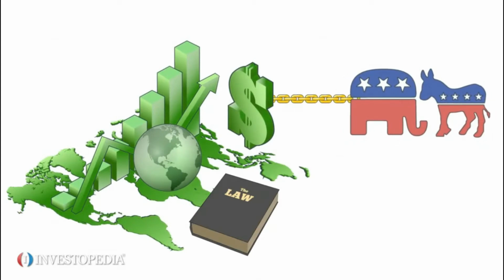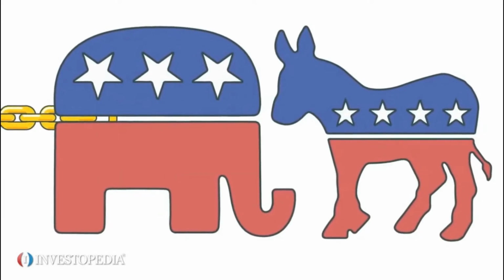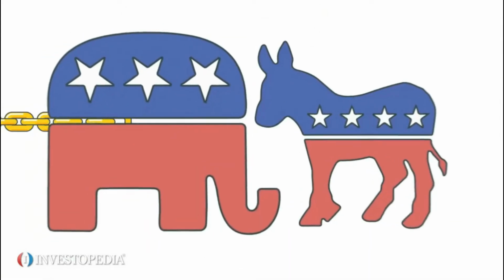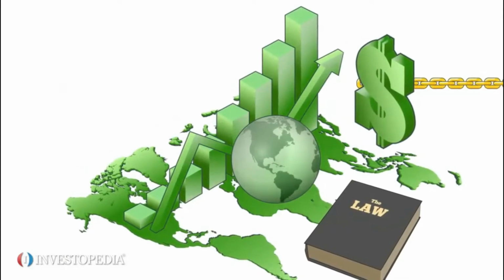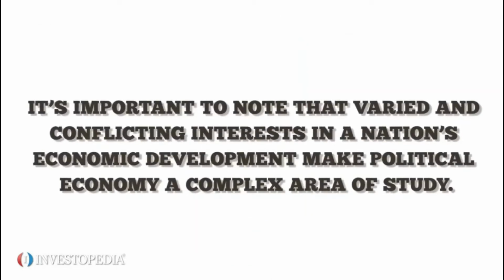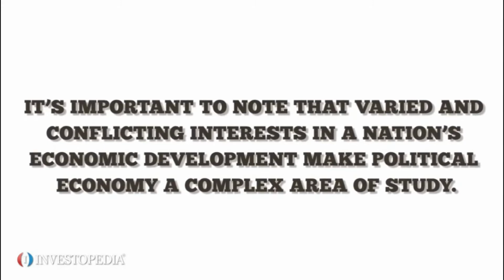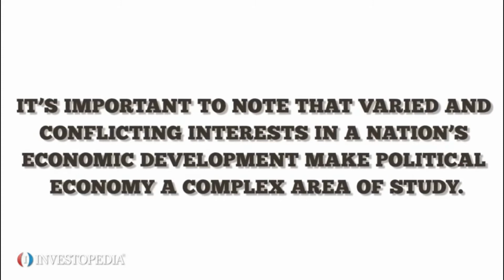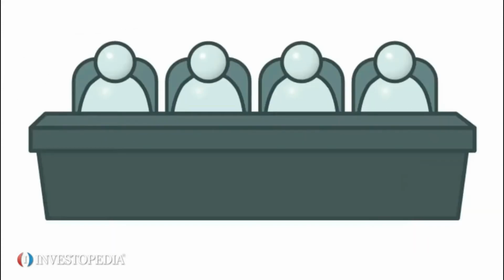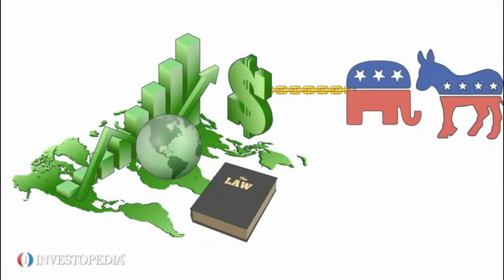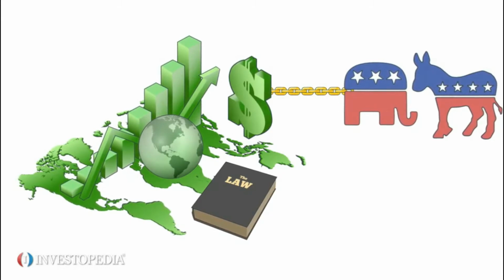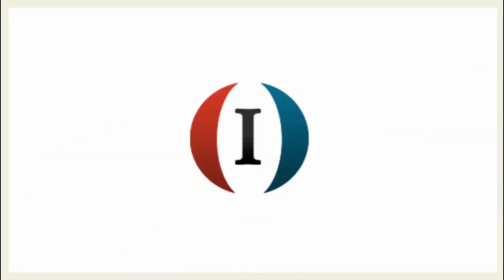An economy is frequently one of the biggest points of contention between different political parties, and a political party's ideologies will frequently dictate its economic policies. When power shifts from one party to another, the economy can change as well. It's important to note that varied and conflicting interests in a nation's economic development make political economy a complex area of study. It also involves game theory. Since many groups are competing for finite resources and power, it's important for them to determine the course of action that will yield the best results, and the probability of reaching those results.